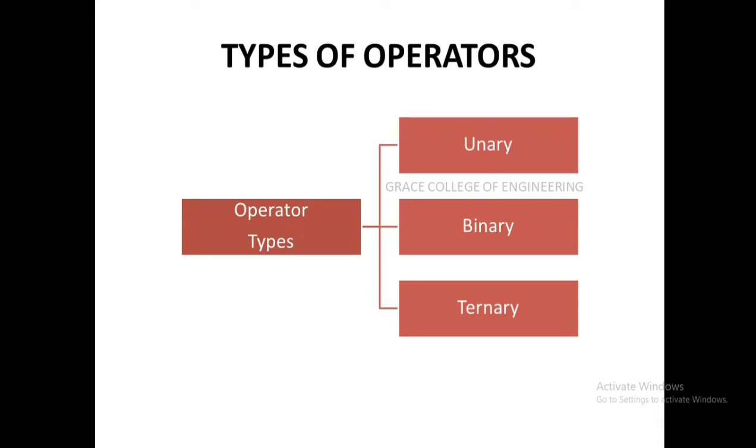So now we are going to see the different types of operators: unary operator, binary operator and ternary operator. So what is a unary operator? This unary operator requires only one operand to perform its operation. Binary operator requires two operands to perform its operation. Ternary operator requires three operands for performing the operations.